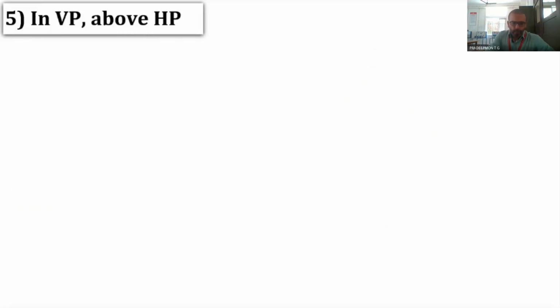Now we move on to the 5th condition, that is, the point is in VP and it is above the HP. The point is in VP and above the HP.